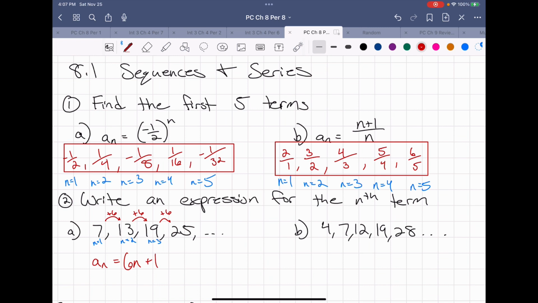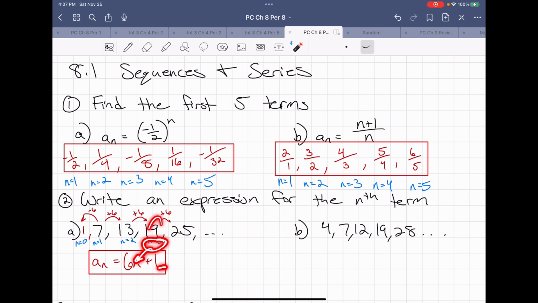But another way we could think about it is if you take it a step backwards, if you minus 6 to the n equals 0 term, because that would be your y-intercept. If I minus 6, that's going to give me a 1 in that spot, which is why it's 6n plus 1. Also, you can check, I don't know, plug in 3. 6 times 3 is 18, plus 1 is 19, so it is working. You can always check it before you turn it in.